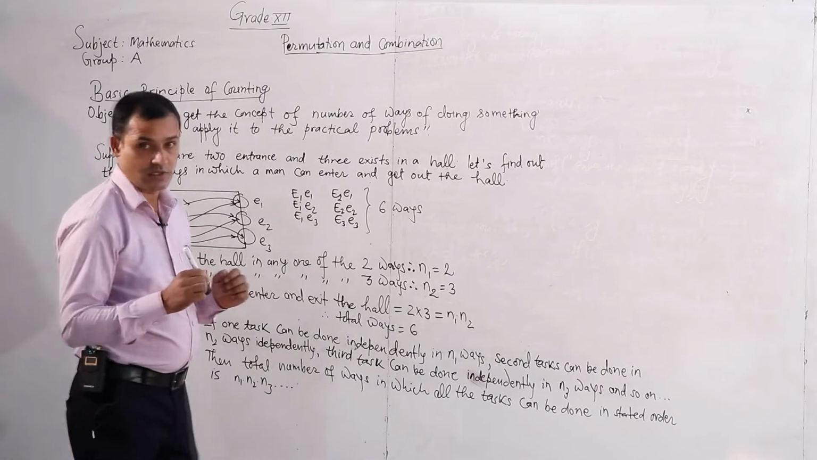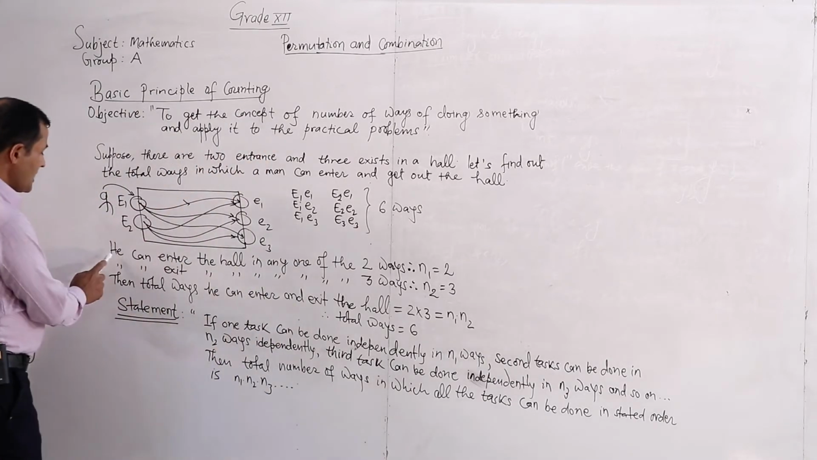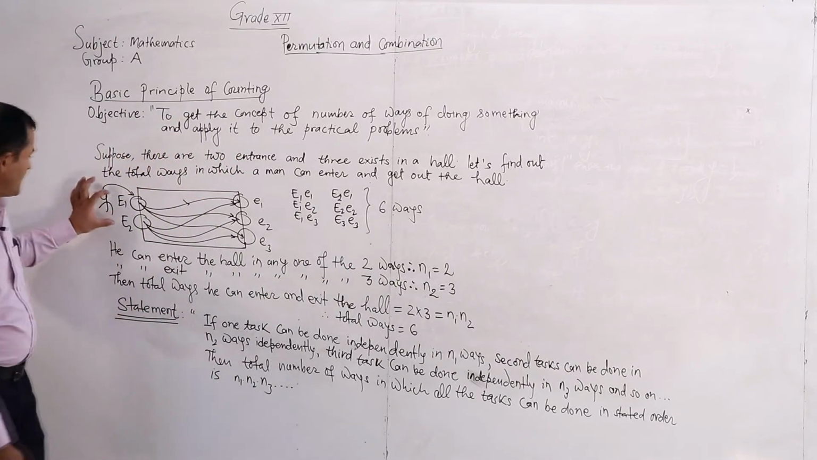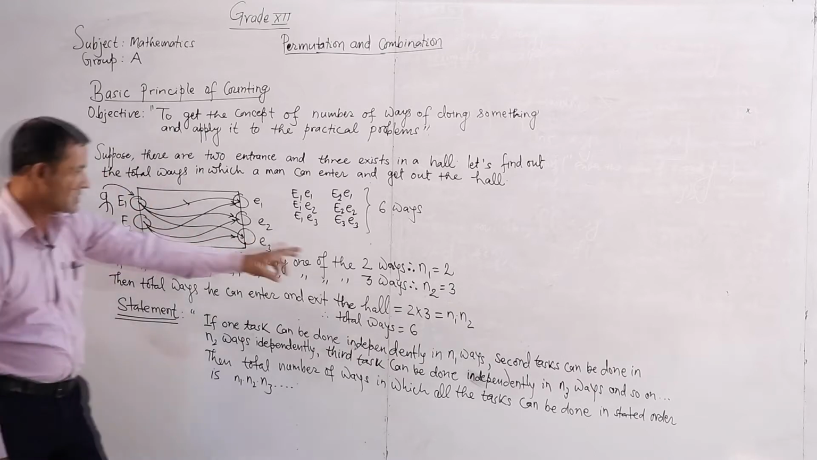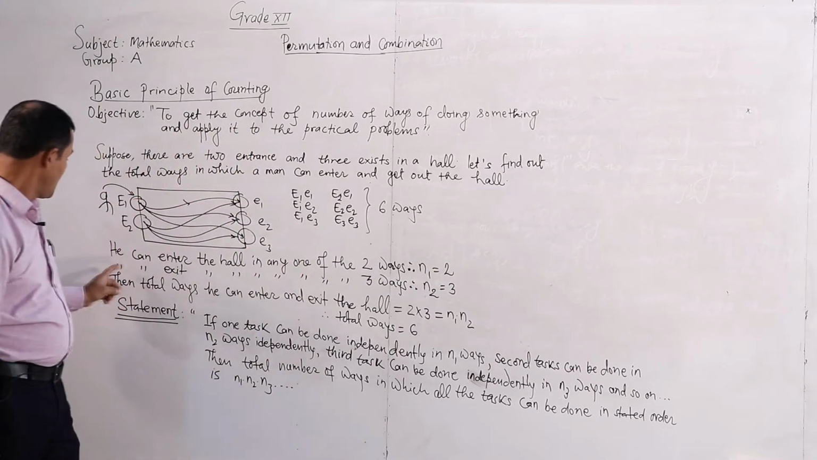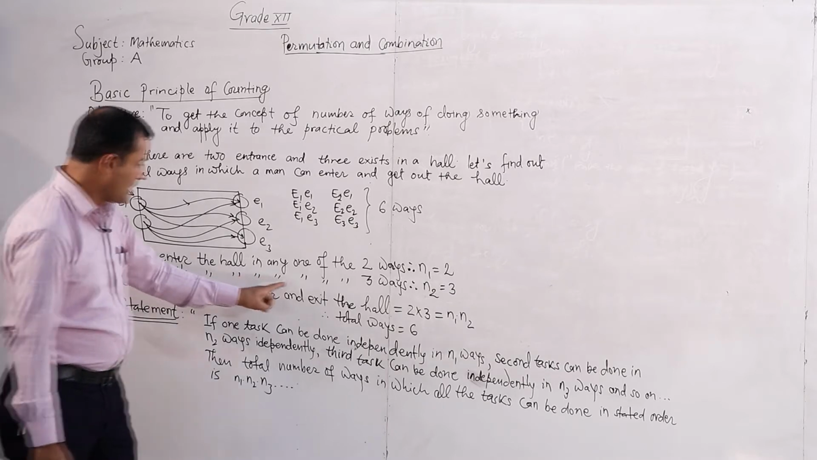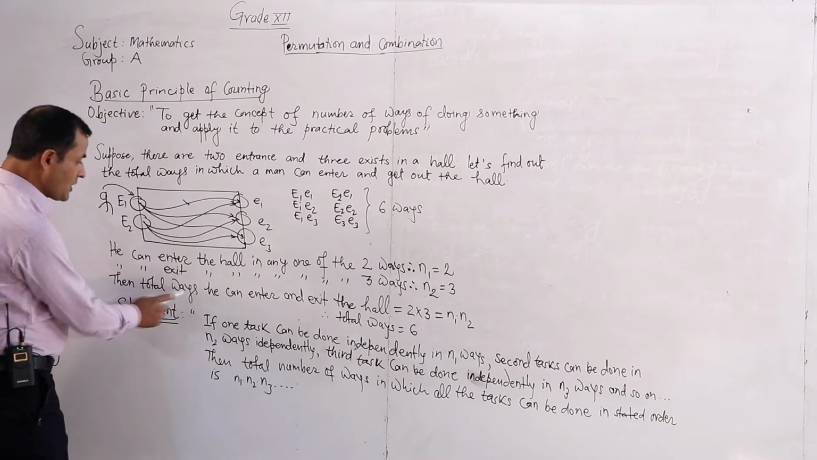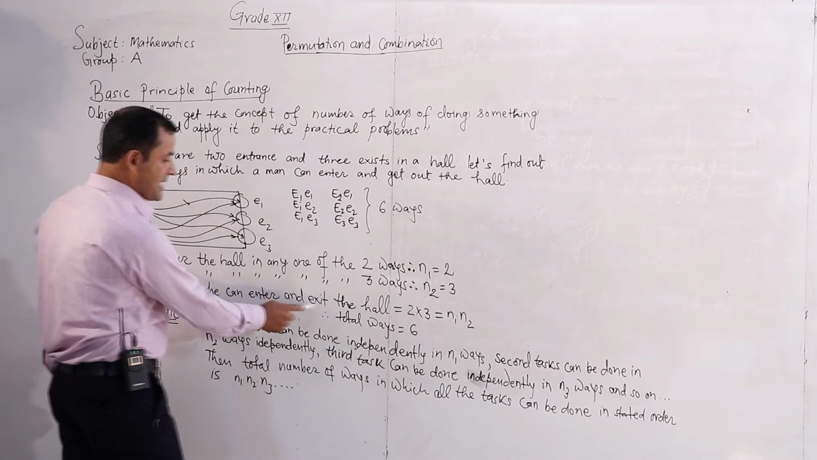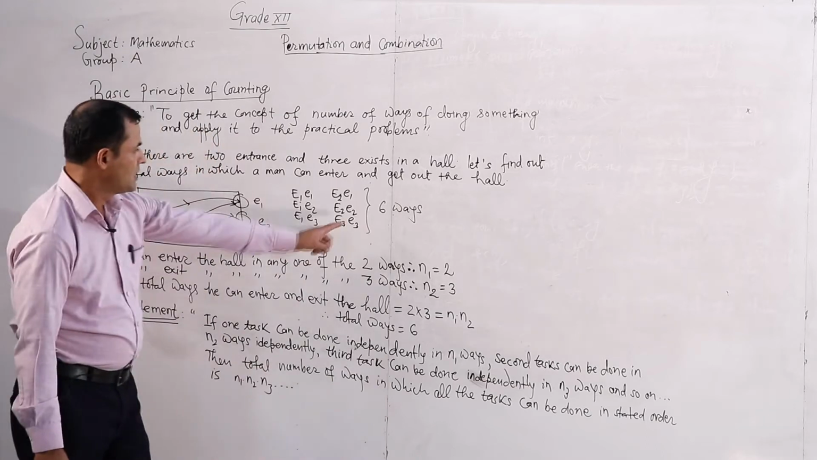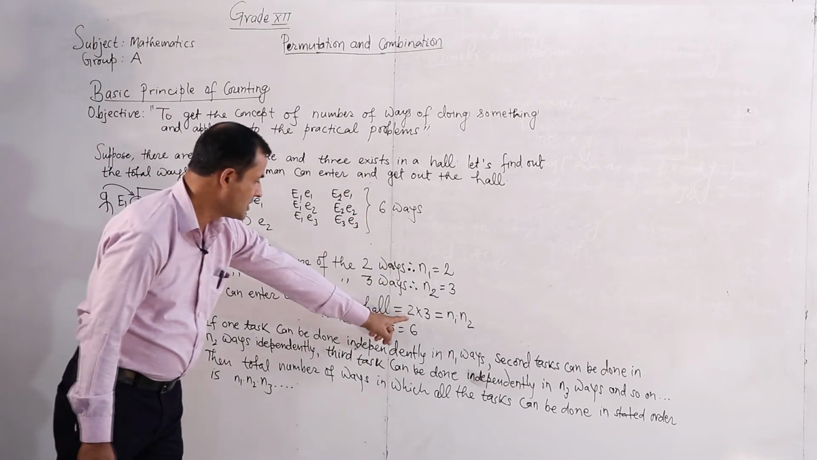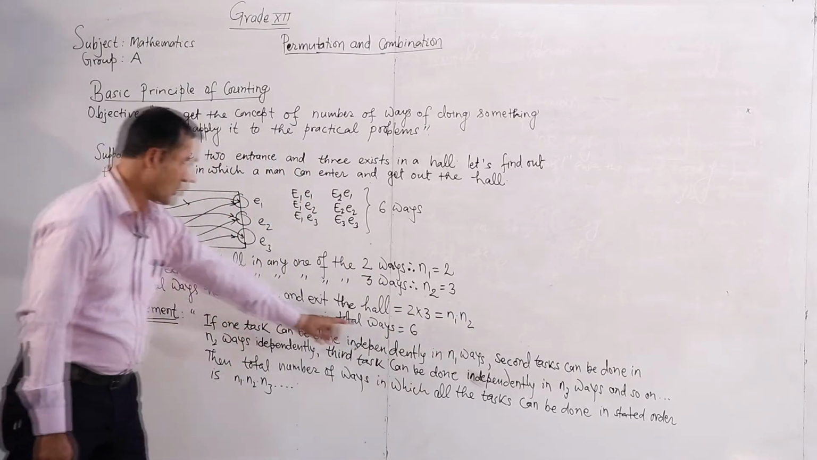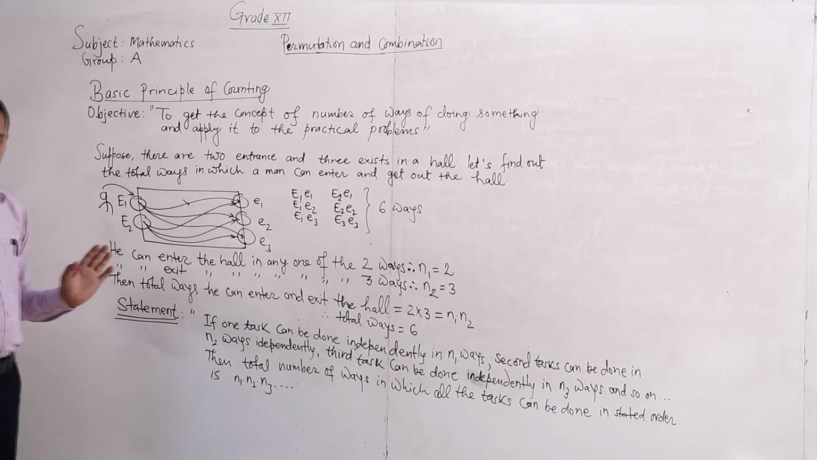Let's generalize this concept. He can enter the hall in any one of the 2 ways, any one of the 2 doors. So N1 equal to 2, let's take. And he can exit the hall in any one of the 3 ways, that is N2 equal to 3. Then the total ways he can enter and exit the hall, we have seen here, is 6, which is 2 times 3, or we can say N1 times N2.